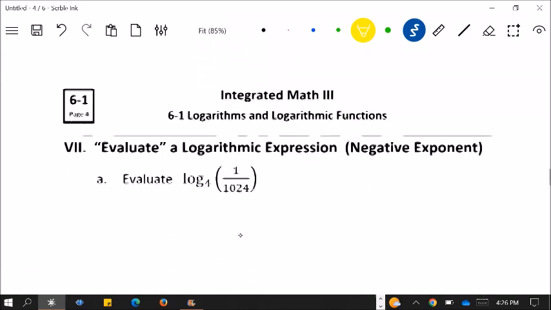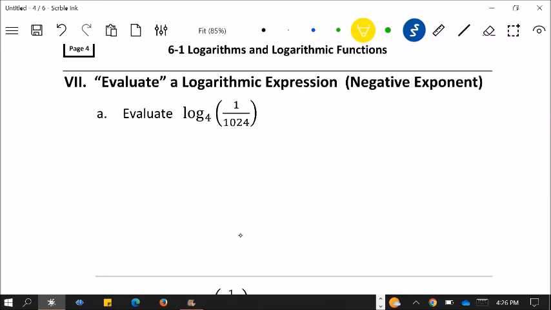Now, let's take a look at evaluating when there's a negative. And how do we know that it is? Well, we don't yet, actually. Okay, I'm going to let this equal x. I'm then going to do 1/1024 equals 4 to the x.